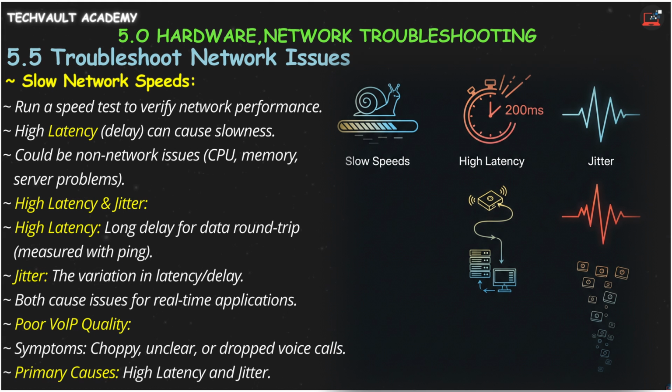For real-time applications like voice over IP, VoIP, or video calls, you might experience jitter. Jitter is the variation in latency. Imagine data packets arriving in inconsistent clumps instead of a smooth stream. That's jitter, and it causes choppy audio and video. Poor VoIP quality is almost always due to high latency and jitter.